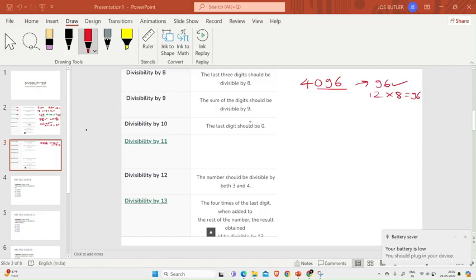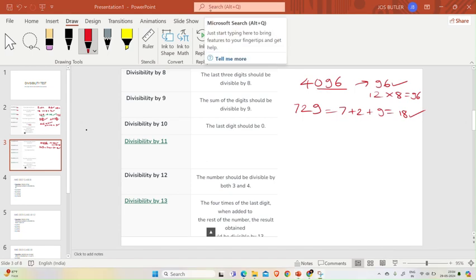For the number divisible by 9, the sum of digits should be divisible by 9. Same as 3. If I pick a number, say 729. So 7 plus 2 plus 9 is equal to 18, and 18 is divisible by 9. So it is eventually divisible by 9. Divisibility by 10 is also very easy. Last digit should be 0. That's it. Any number, say 10,000, last digit is 0, it is divisible by 10. That's it. That is very simple.